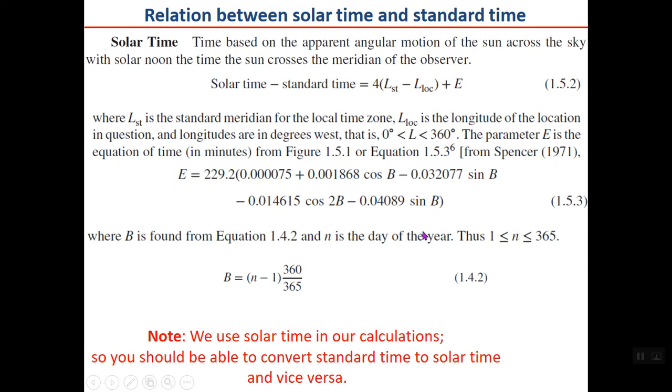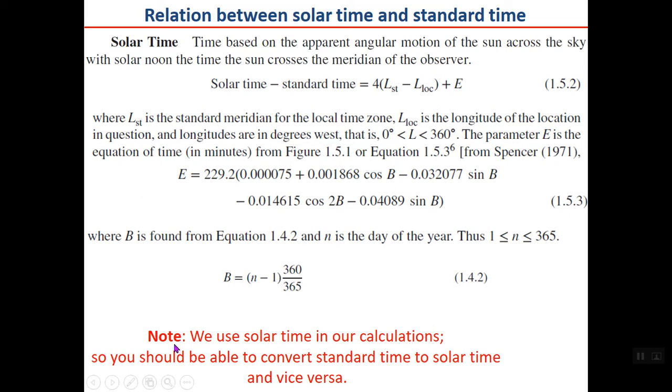The first is equation 153. Here you can calculate E. It is based on B, and if you remember, B was a parameter like the one shown here. And N, if you remember, was the day number starting from the 1st of January.